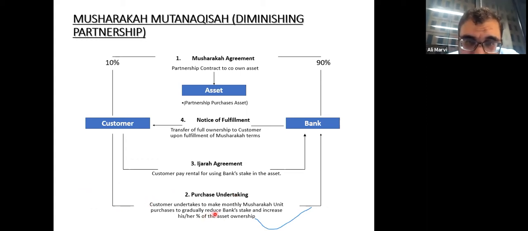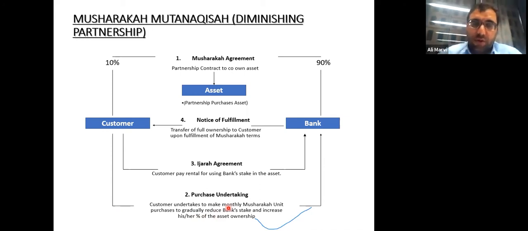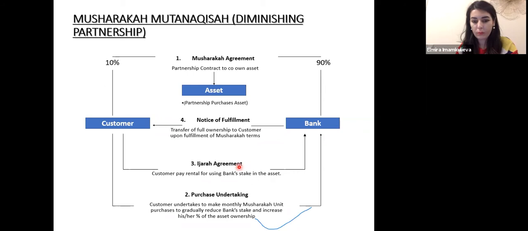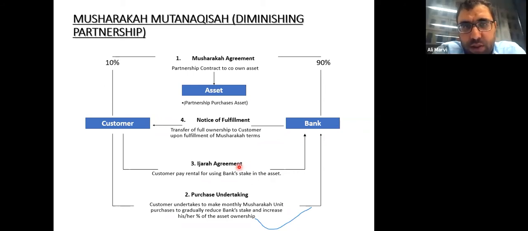And so to guarantee this gradual moving of ownership to the customer, the ijara agreement is made, which says the customer pays rental for using the bank's stake in the assets. And when the whole share of the bank is moved to the customer, then notice of fulfillment is run and transfer of full ownership to the customer upon fulfillment of musharika terms happens. So that's not so difficult.